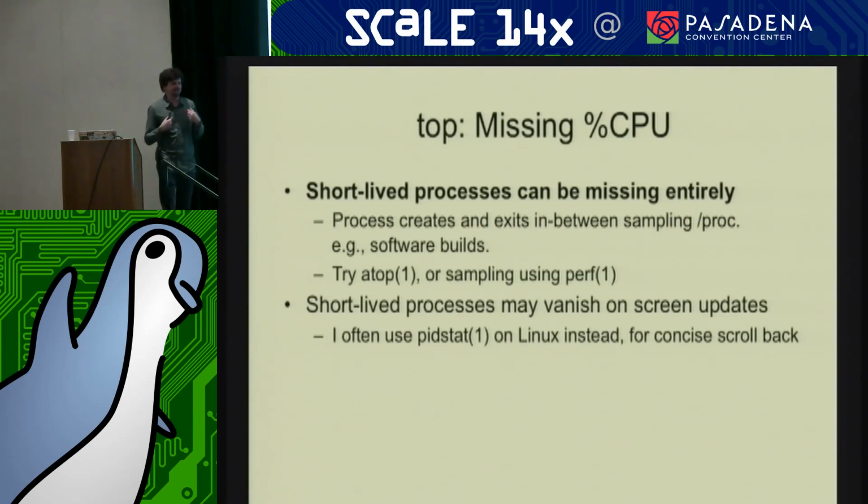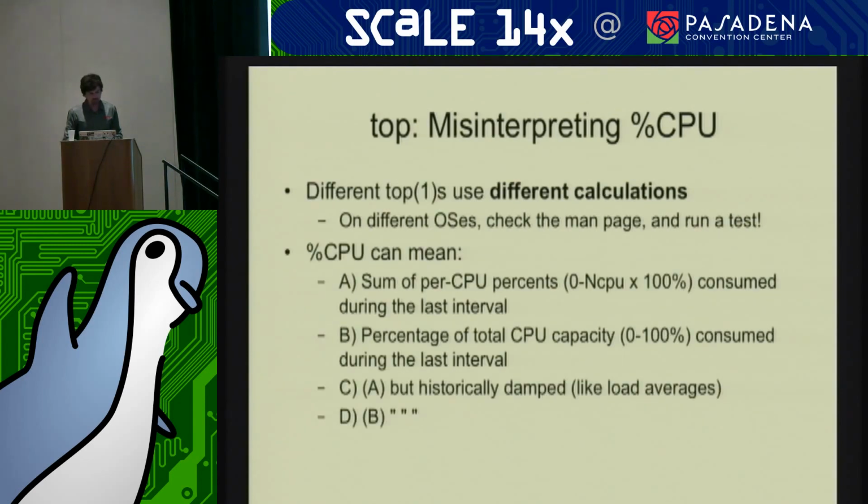One thing I particularly don't like is that short-lived processes vanish off screen updates. And so you see something and you go, wow, that's the thing that's causing the problem, and then the screen's gone. So I like to run pidstat instead, as it doesn't clear the screen, but it keeps printing an updated interval, and I can scroll back. But that's not so bad. Okay, so we're missing percent CPU in those situations.